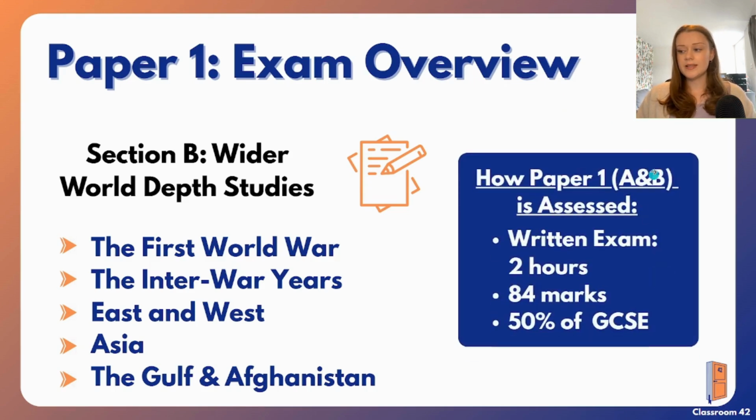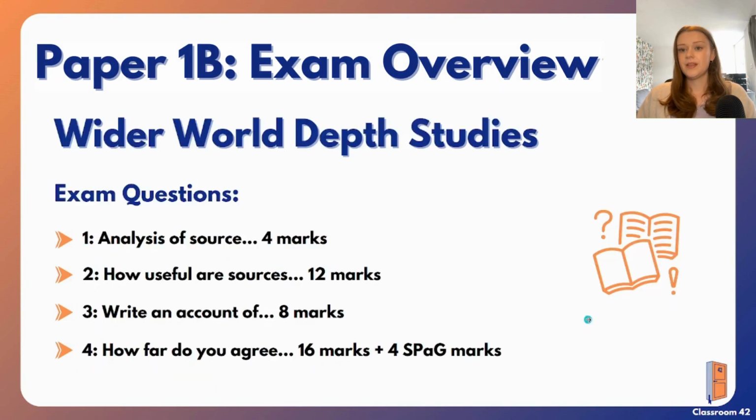For Paper 1, so that's Sections A and B, it is a written exam that is 2 hours long. It's 84 marks and it was worth 50% of your GCSE. So let's take a look at the exam question types.